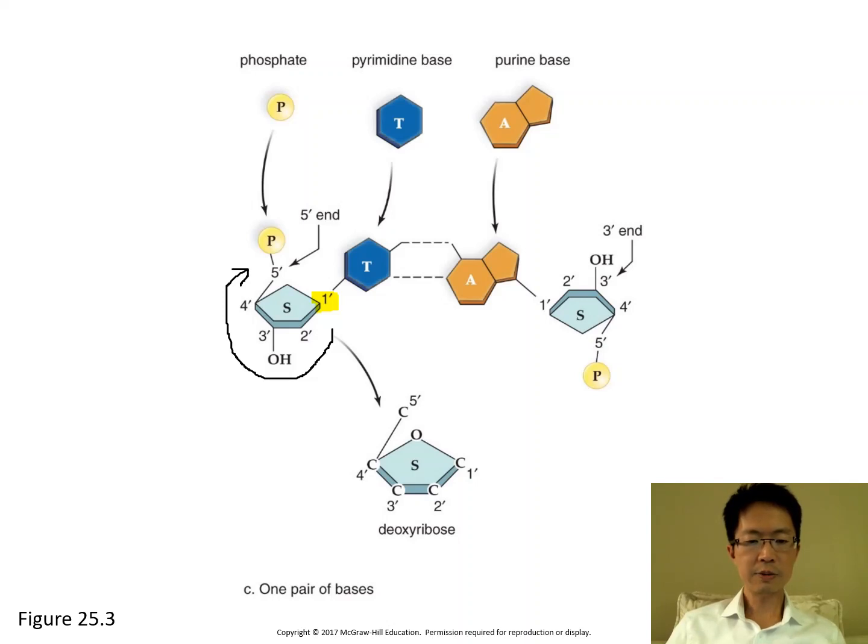And then the 3' carbon, what's so special about the 3' carbon? The 3' carbon is connected to a hydroxyl group, OH. And the 5' carbon, what is so special? The 5' carbon does not form the pentagonal structure of the sugar. It is separated from the pentagon, and it is connected to the phosphate group. So 5' is connected to the phosphate group, 3' is connected to the hydroxyl group.